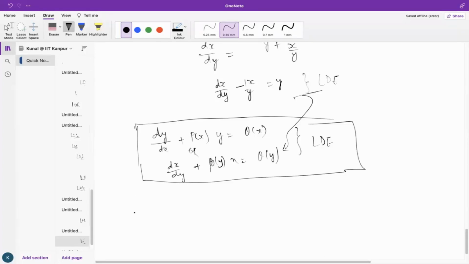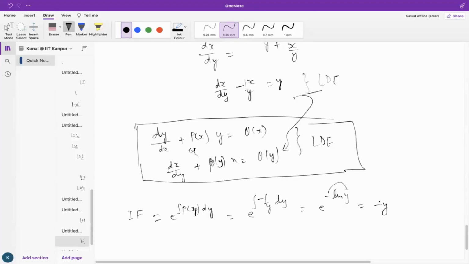So we have to find the integrating factor. The integrating factor will be equal to e to the power integral of P(y) dy. Something changes here: first we integrated e to the power integral of P(x) dx, and here we integrate P(y) dy. So what is our P(y)? It is minus 1 by y. So there will be minus 1 by y dy, and we all know that the integration of this will be ln of mod y, so we will get minus ln y.